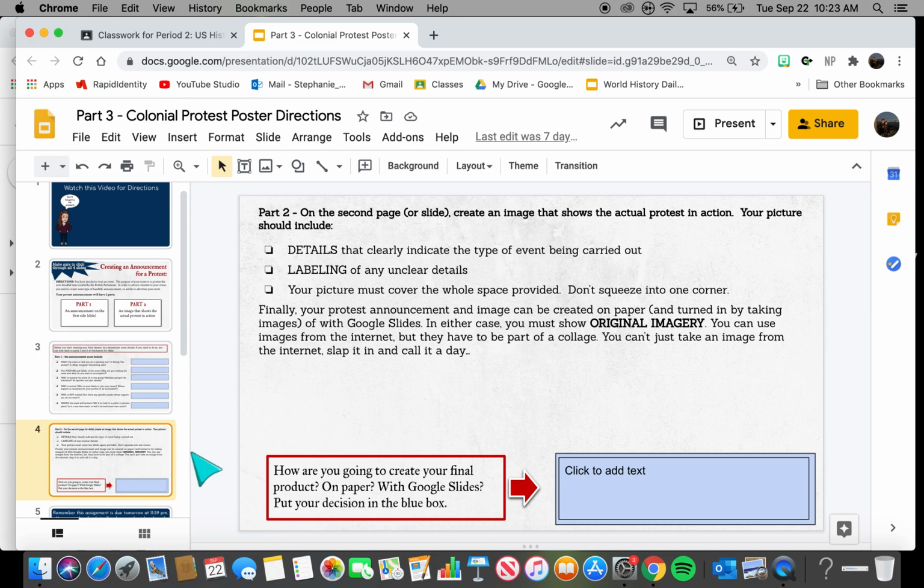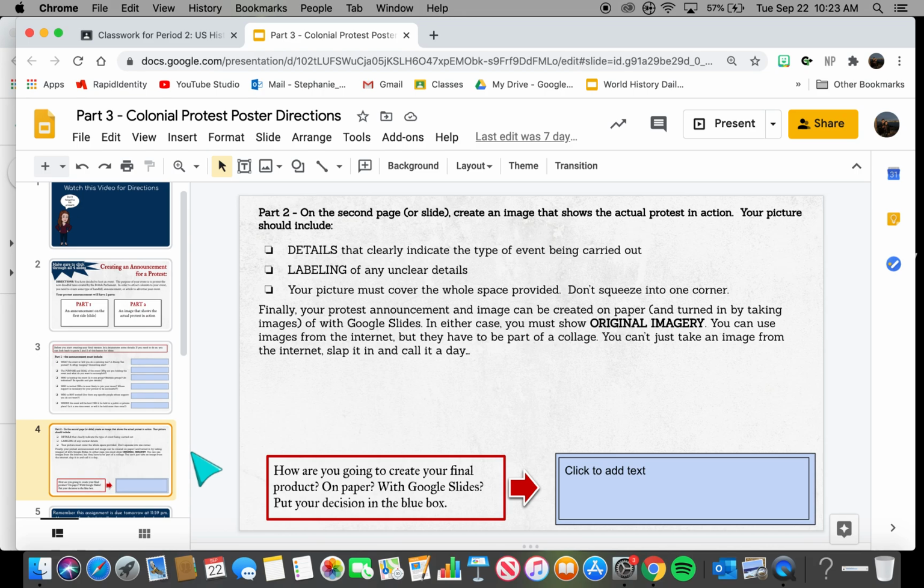Your picture should include details that clearly indicate the type of event being carried out. So if you guys remember from the assignment you had last time, one of the examples was the Boston Tea Party. And the Boston Tea Party was showing people dressed in Native American costumes and throwing tea into the ocean. So that's what I mean by showing the event: you're going to draw a picture of what it would look like. In that case, they were protesting tea, so they were throwing it off a ship. The drawing itself shows people dressed in Native American costumes and throwing it off the ship with everybody watching.